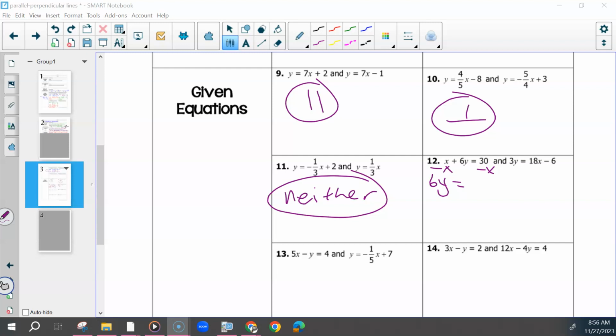What would be the next step in that? After I finish writing the rest. Divide everything by 6. So go ahead and do that.